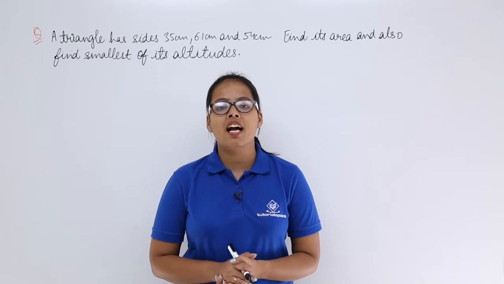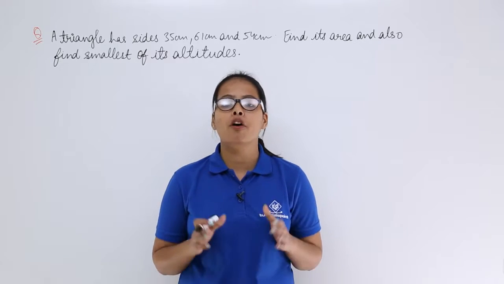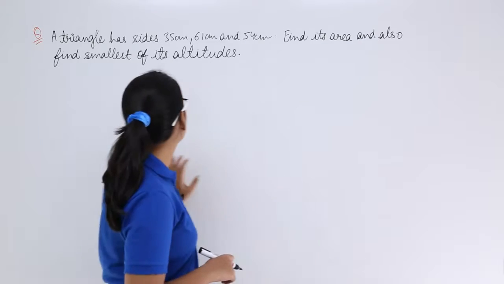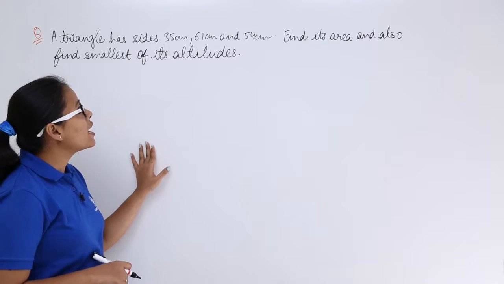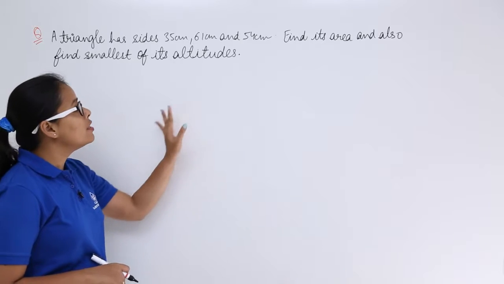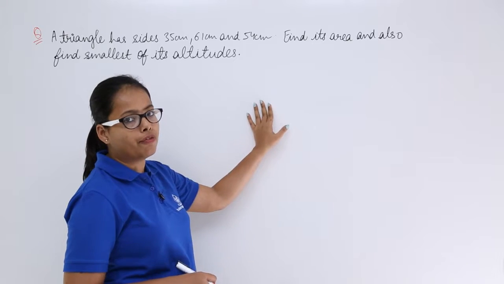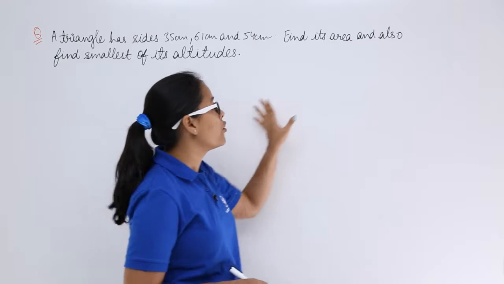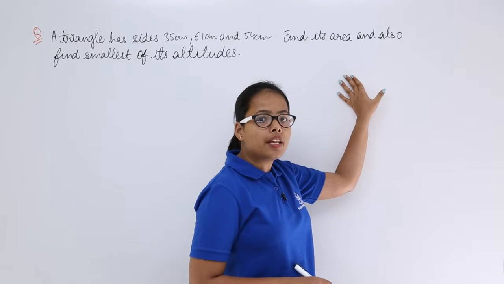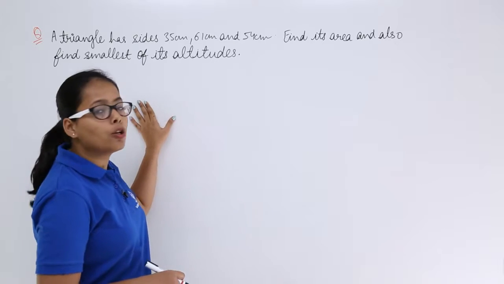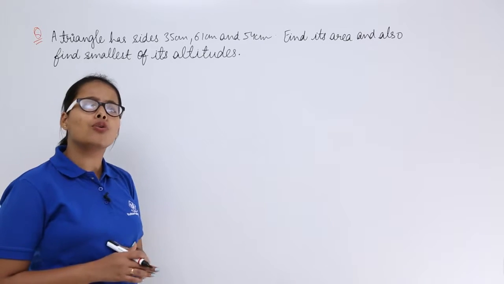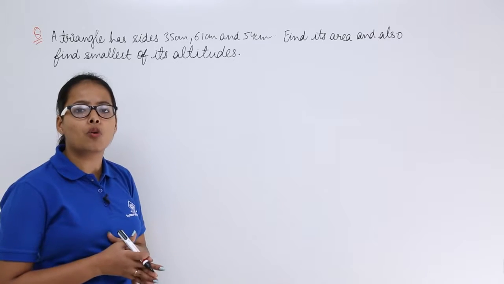Hey guys, let's discuss this problem on Heron's formula from R.D. Sharma, where this problem tells you that a triangle has sides 35 centimeter, 61 centimeter and 54 centimeter. So it has given you all three sides of a triangle. Now you need to find the area of this triangle and also the smallest of its altitudes. So how are you going to decide which is the smallest one?